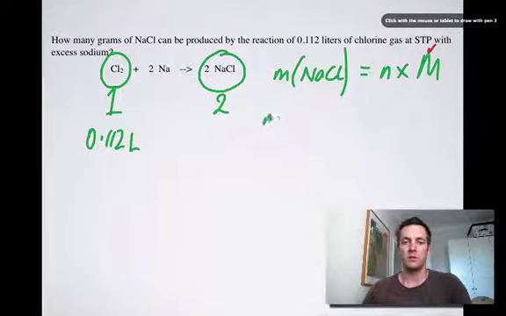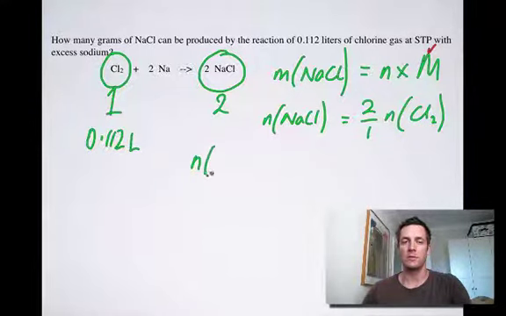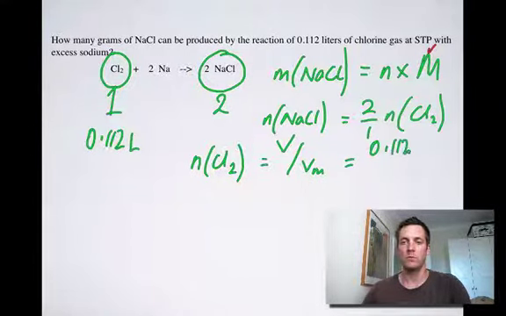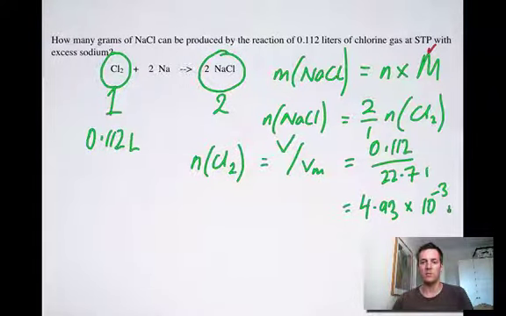Can I relate the number of moles of sodium chloride to the number of moles of chlorine? Well, yes, they're related because they're in the same balanced equation, but the number of moles of sodium chloride is 2, and the number of moles of chlorine is 1. So the number of moles of sodium chloride is twice as large, or 2 over 1, times the number of moles of chlorine. What's the number of moles of chlorine? Well, I'm told its volume. So I can use this formula, n equals V over Vm, which is 0.112 divided by 22.71. Let's just see what that is. 0.112 divided by 22.71 is 4.93 times 10 to the minus 3 mole.